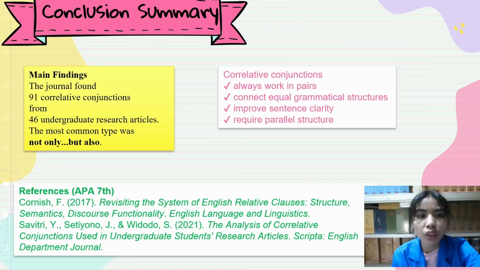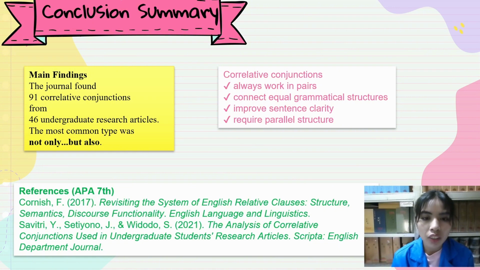In conclusion, in summary, correlative conjunctions are useful because they can connect ideas clearly and correctly. They also improve sentence structure and make communication more effective.